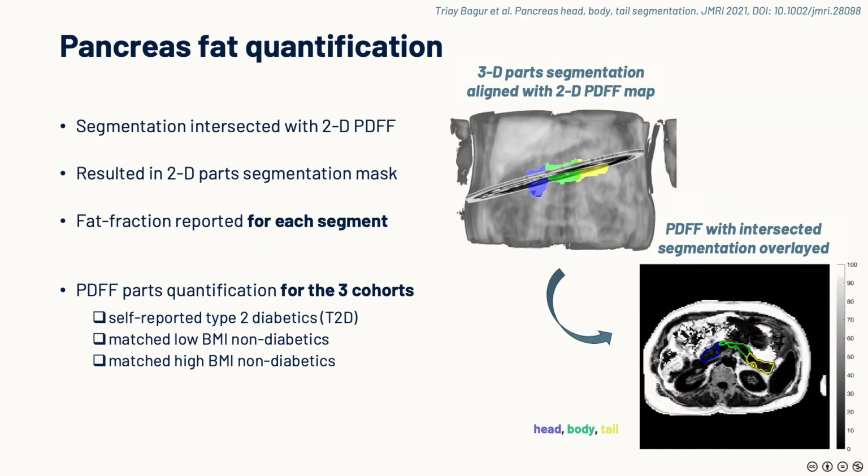In order to quantify fat from subjects, we intersected the 3-dimensional parts segmentation with the PDFF maps acquired from the separate gradient echo scan, using the reference coordinate system from DICOM. This resulted in a 2-dimensional part segmentation mask, as shown in the figure. The median fat fraction was reported for each segment. Parts quantification was performed for the validation set subjects and also for the matched diabetic cohorts.